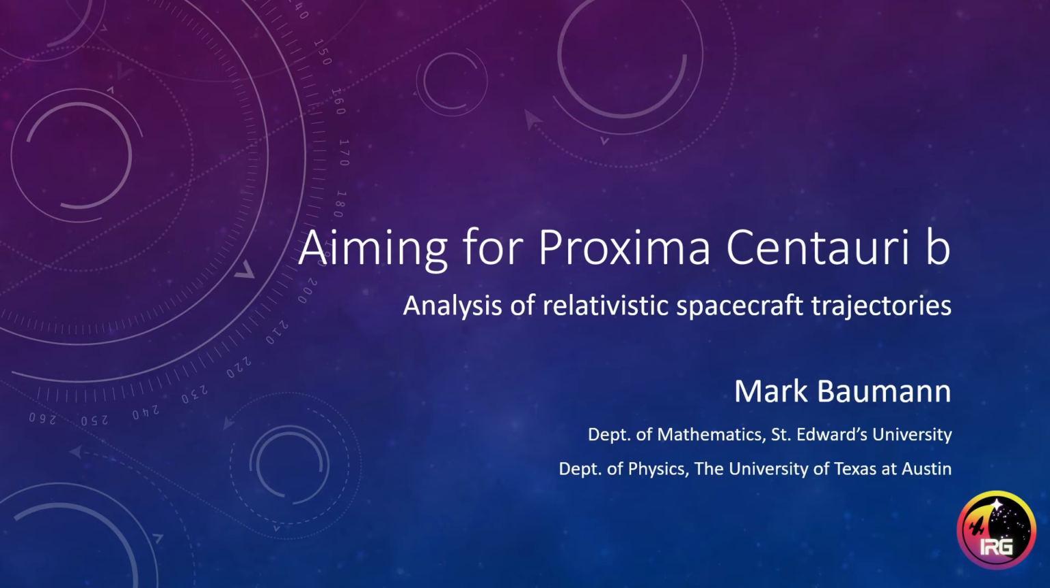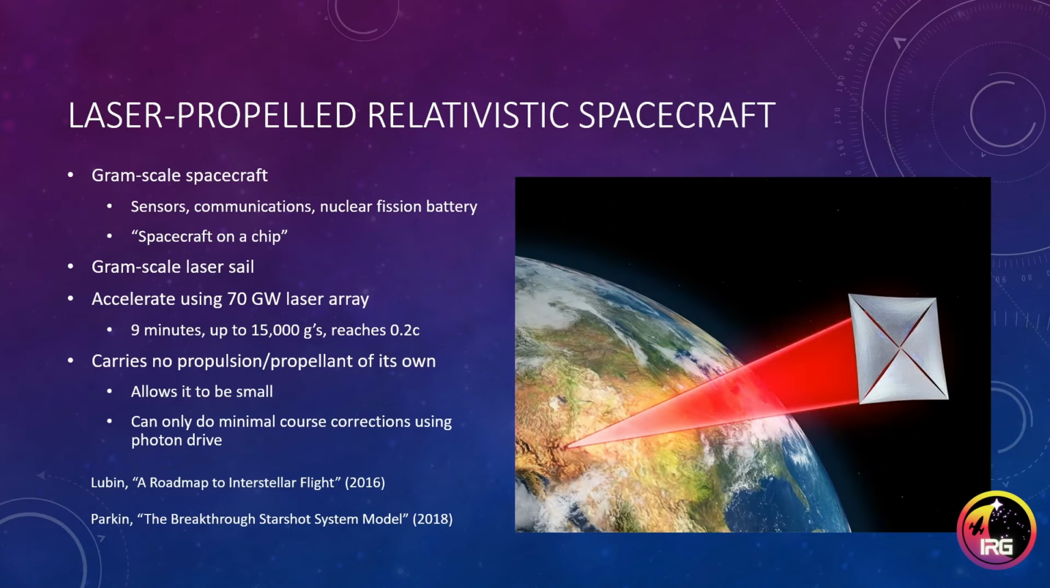So when I say relativistic spacecraft, what I mean is a spacecraft that is traveling at a significant fraction of the speed of light. An example might be something like what we've talked about earlier today, a laser-propelled spacecraft, something that has the mass of a gram, a spacecraft on a chip, basically, that includes sensors and communications and a nuclear fission battery. And you attach it to a gram-scale laser sail and accelerate that using a 70 gigawatt laser array.